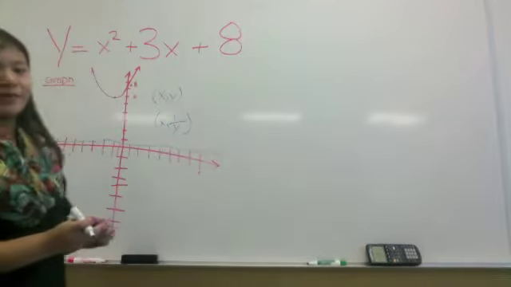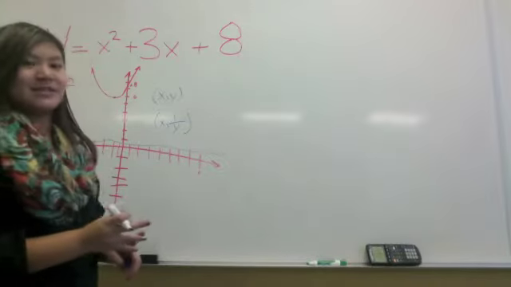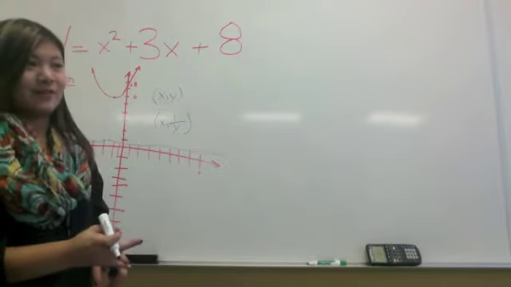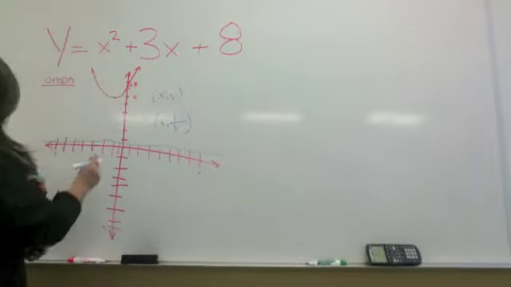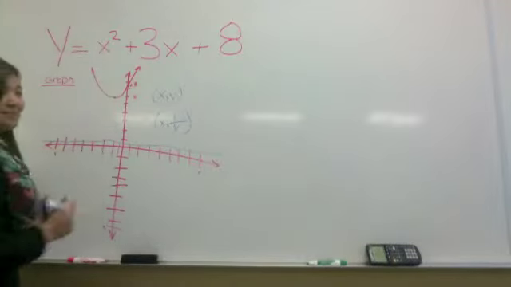There are no invariant points on this graph and no x-intercepts. So there are no horizontal or vertical asymptotes or invariant points. So this is the graph you end up with.